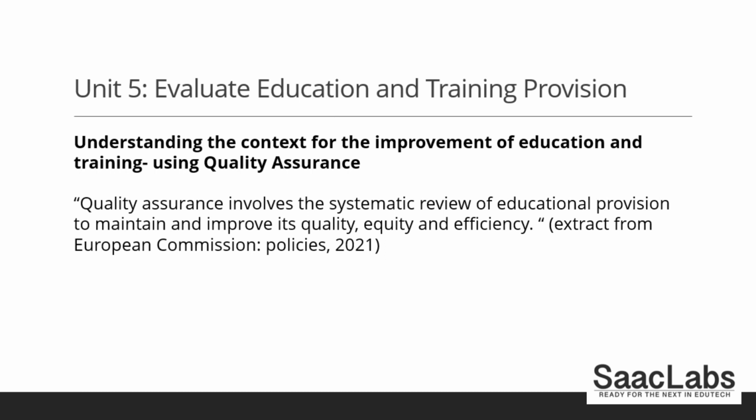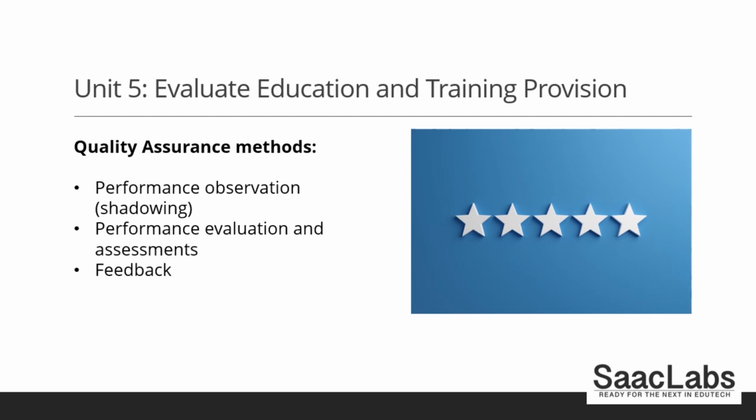So when it comes to quality assurance, we are going to talk about the different quality assurance methods that you can use, not only the models but also the different methods. Some of them are performance observation. It could also be assessments as well, and feedback. These are just some of the methods that are used quite frequently when it comes to assuring quality. And I can give you an example.